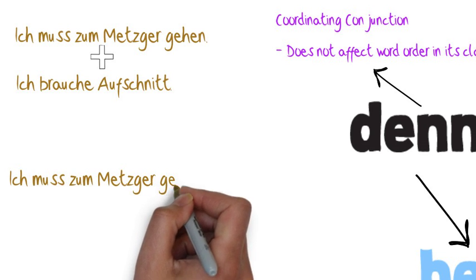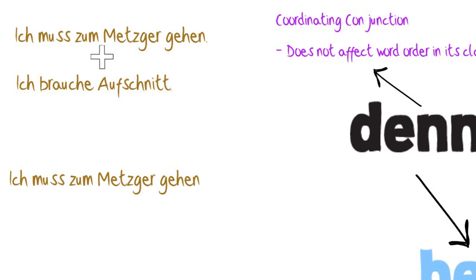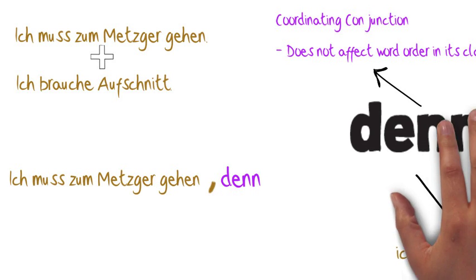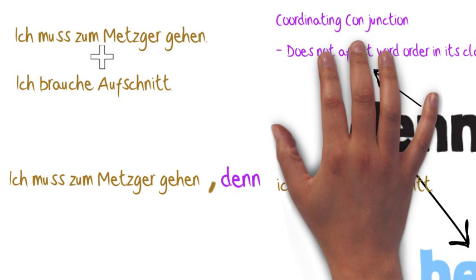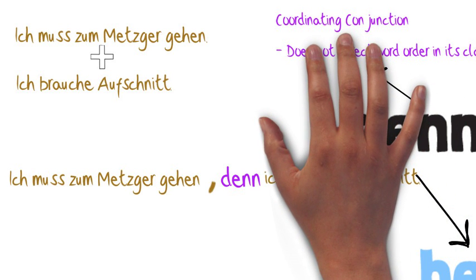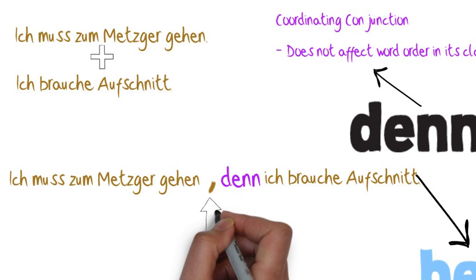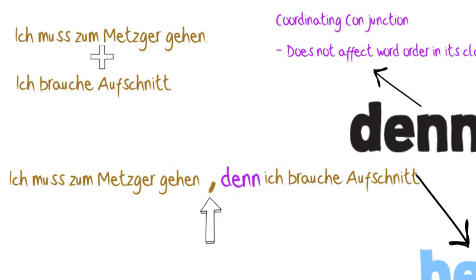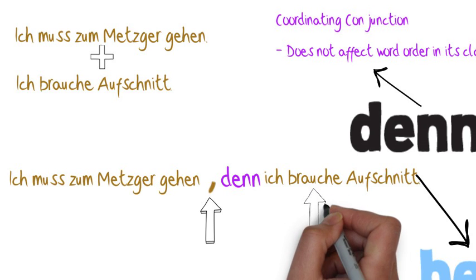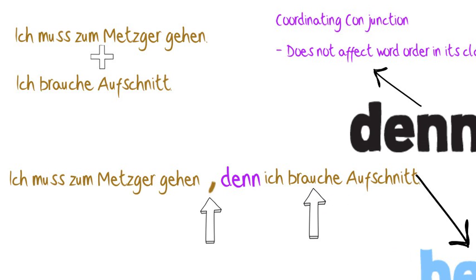I put a comma after the first sentence, where the period used to be. Then I add the word denn to mean because, and then I add the second clause, ich brauche Aufschnitt, in the exact same order as the original. Notice that the verb in the second clause is exactly where it should be, next to the subject and in second position. The full sentence becomes ich muss zum Metzger gehen, denn ich brauche Aufschnitt. And again, notice the comma.